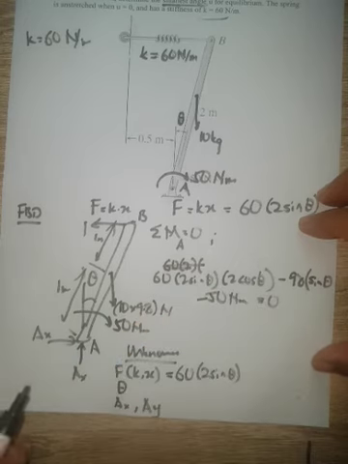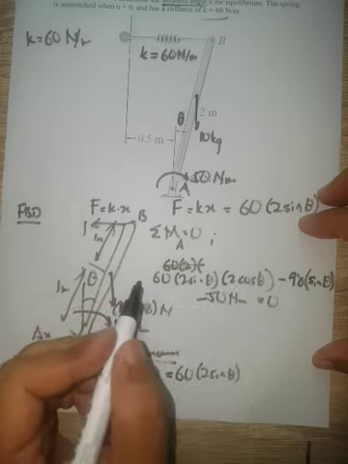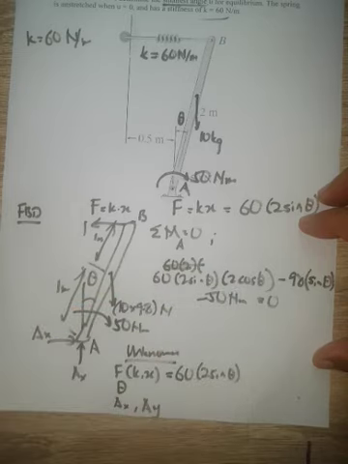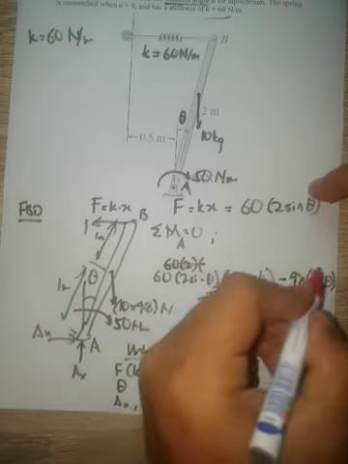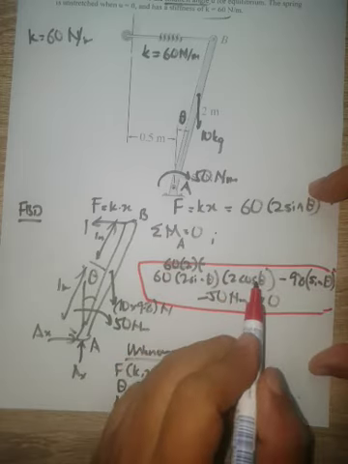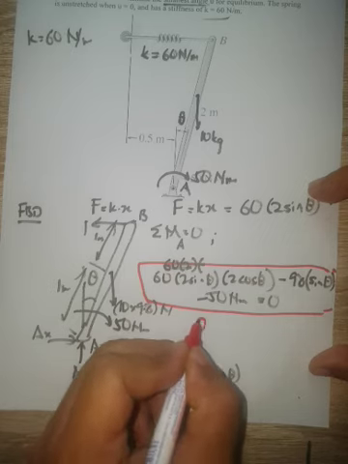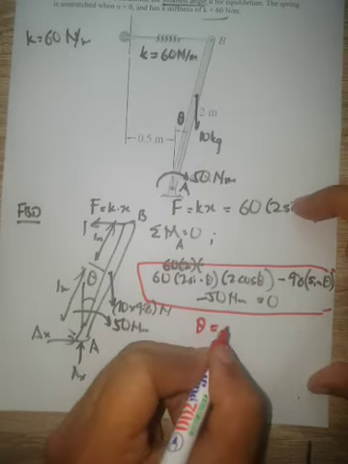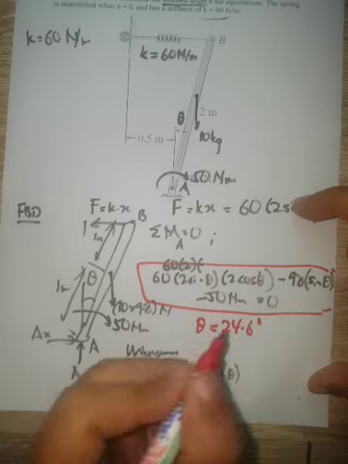So if you look at this equation, you only have the term of theta. So we solve the problem, and we get theta equal to 24.6 degrees.